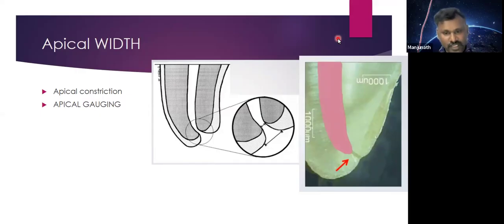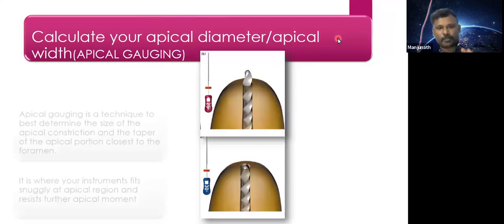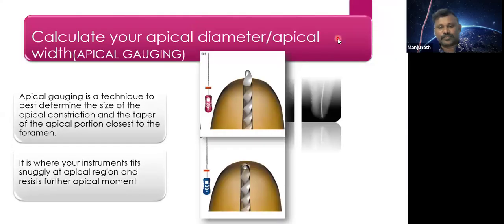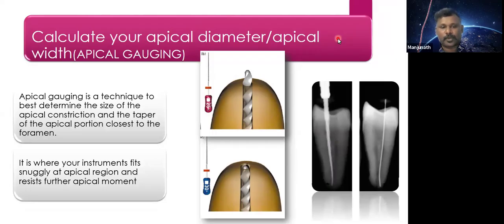Apical width means what? It is the diameter present at the apical constriction portion. So initially, naturally, anatomically, what is the width of the file? When you are inserting an initial file, it should have a resistance at your apical constriction. The file which has a good tug-back resistance at your apical portion till the full working length, that will be your apical gauging size file. So that is your initial file size.